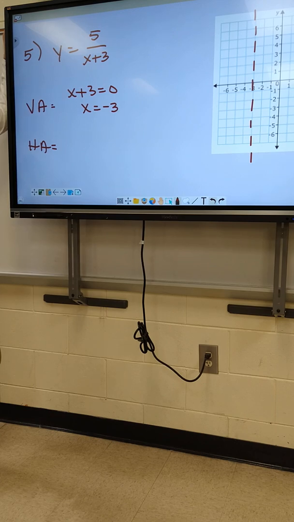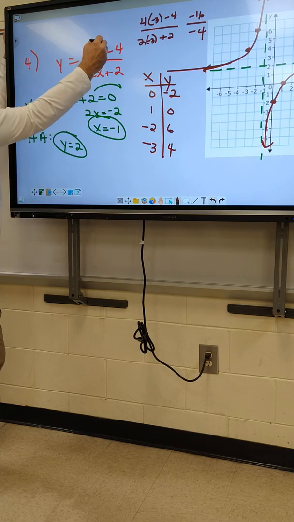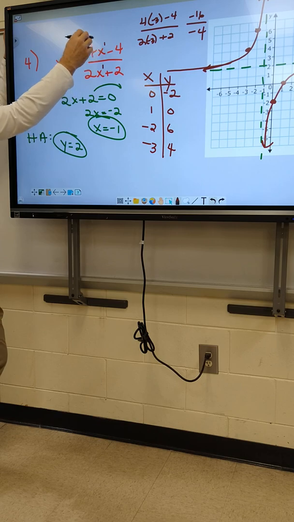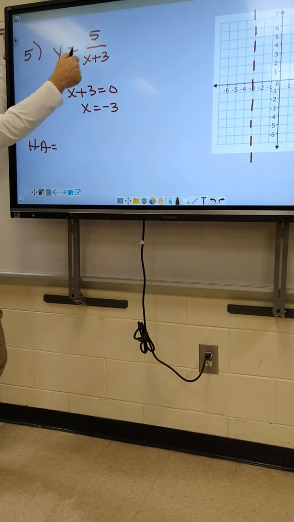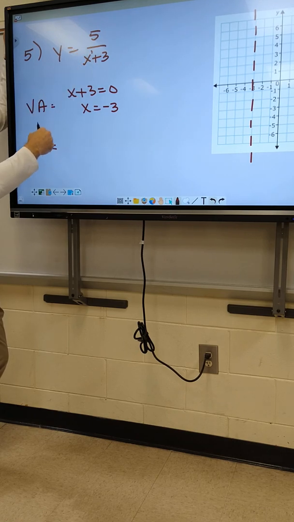All right, let's go to the HA now, guys. This one is different. Look back at the last problem we did. We had an x on top, x on the bottom. They had the same exponent, so we divided. Look at this one. This is one where you only have an exponent on the bottom. We don't even have an exponent on the top.